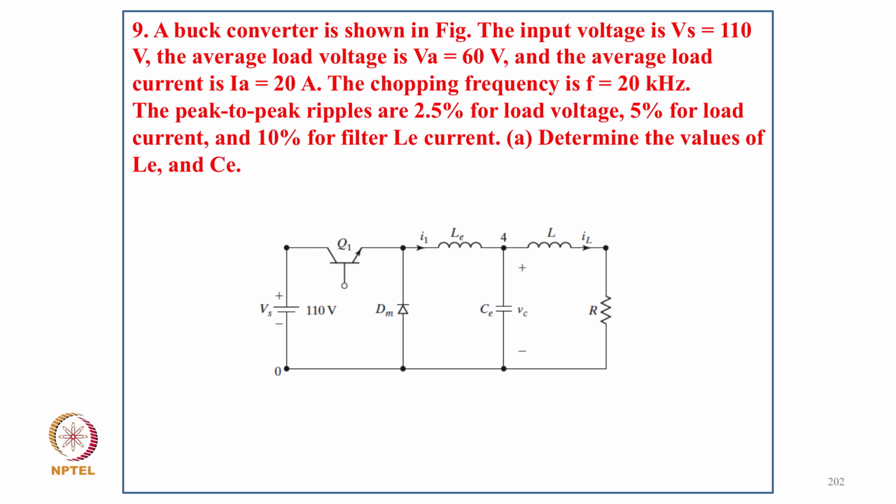Coming to problem number 9, a buck converter is shown here in the figure. The input voltage Vs is 110, the average load voltage is 60 volt, the average load current is 20 ampere, chopping frequency 20 kHz, peak to peak ripple voltage 2.5% of load voltage, 5% for load current, 10% for filter inductor current, and determine the value of L, Le and C.